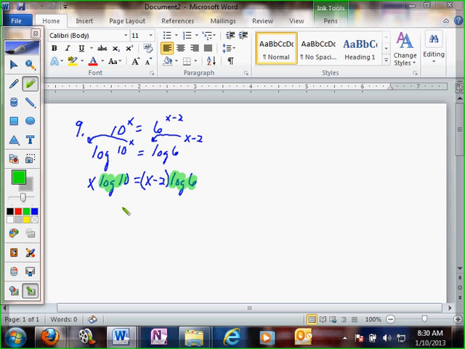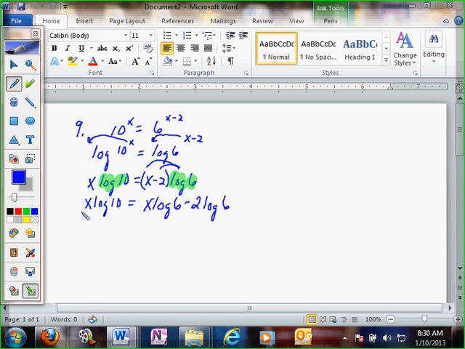If I were to plug log base 10 of 10 inside the calculator and hit enter, it's just going to give me a number. Okay? So it's just a constant, but we're going to leave it in terms of the logarithm for now. So I'm going to distribute. So x times log 6 is x log 6 minus 2 times log 6 is 2 log 6. Bring the other side down.